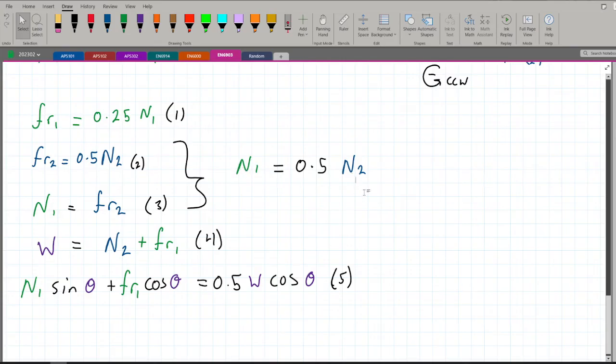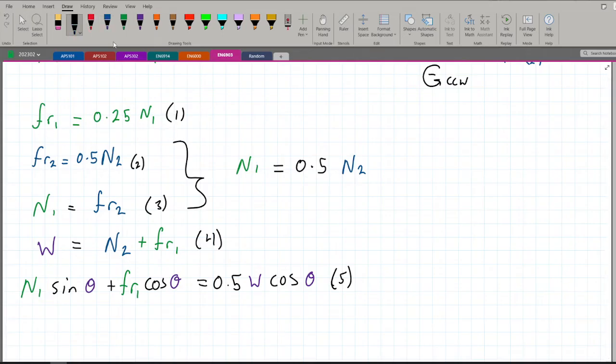Okay. The first equation, I will just rearrange it so that it's in terms of N1. So N1 is equal to FR1 over 0.25. That is all I'm going to do so that I have a simpler equation later on.